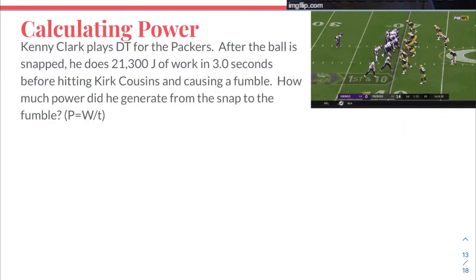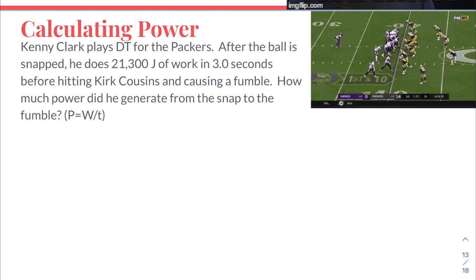Now we're going to look at some examples with the power equation. So let's say Kenny Clark, who is a defensive tackle for the Packers, is playing against the Vikings. After the ball gets snapped, Kenny Clark does 21,300 joules of work in 3.0 seconds before hitting Kirk Cousins and causing a fumble. How much power did Kenny Clark generate from the snap to the fumble?